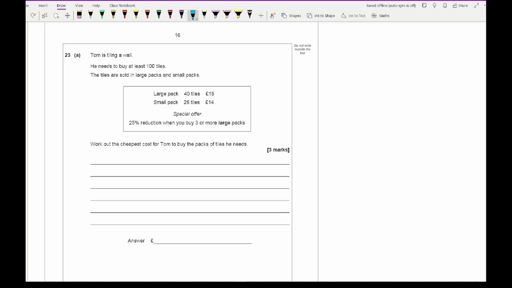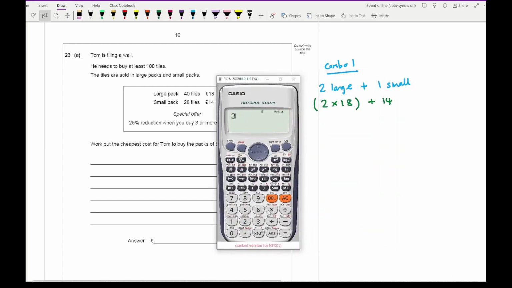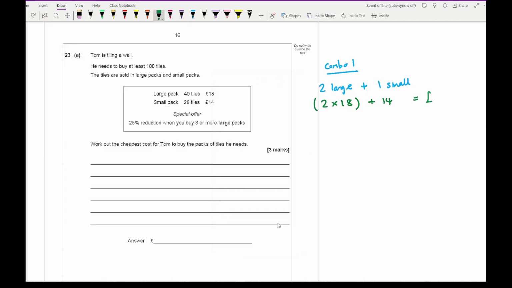So here we've got two offers. Now, in terms of these types of questions, you always want to show that you're working out multiple combinations. So combo 1 is probably the most logical one, which is going to be 2 large plus 1 small. And let's see what that comes up to. So with this, there's going to be no offer in this one because we only get money deducted if we're buying 3 large packs. So for this, 2 large is going to be 2 times 18 plus 14. And if I work that out on my calculator, 2 times 18 is 36 plus 14 comes up to a total cost of £50.